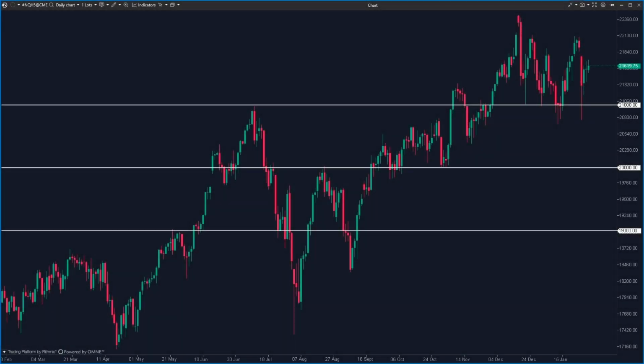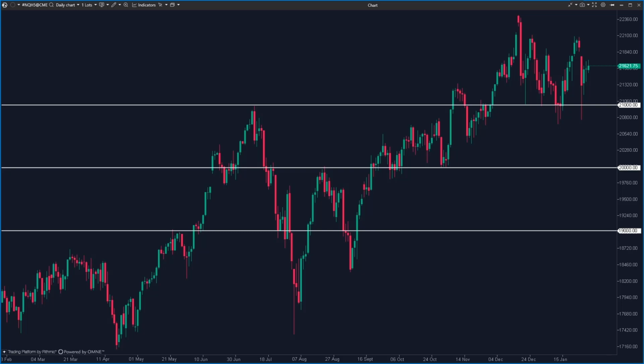The same goes for round numbers. This is the simplest method based on psychology. Numbers ending in zeros are naturally seen as significant milestones. People naturally tend to round numbers, which causes traders to place their orders around these levels, creating liquidity clusters. Let's take a look at an example.